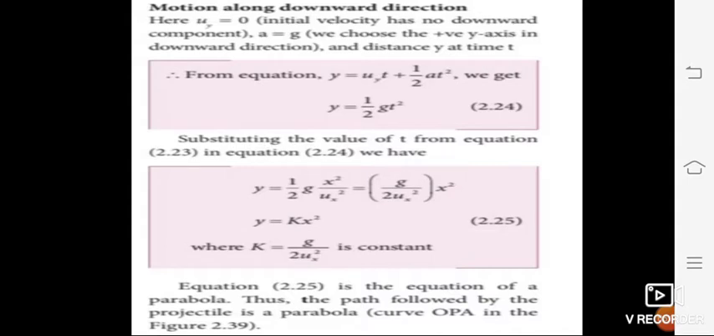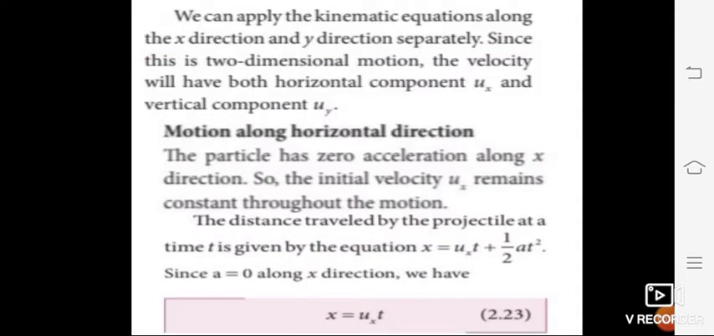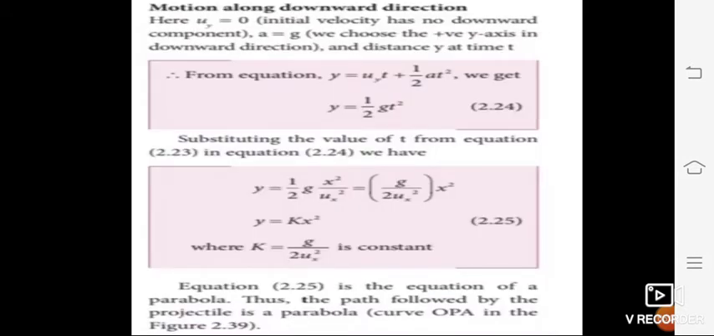Substituting the value of t from equation 2.23 in equation 2.24. From equation 2.23 we can take the value of t. What is the value of t? t is equal to x divided by ux. Substituting in this equation, what is the value of y? y is equal to 1 divided by 2 g into t square. What is t? t is equal to x divided by ux. Substituting in this equation, we get x square divided by ux square.